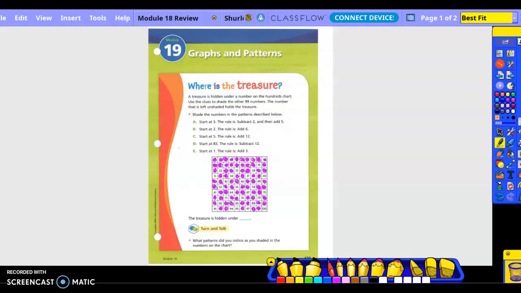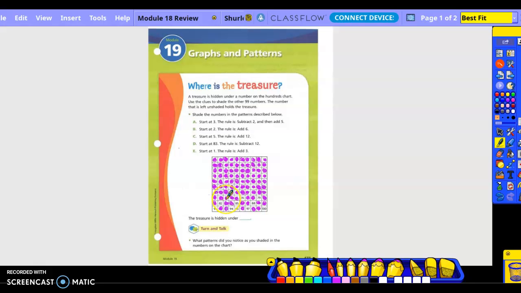13 plus 3 is 16, plus 3 is 19, plus 3 is 22, plus 3 is 25, plus 3 is 28, plus 3 is 31, plus 3 is 34, plus 3 is 37, plus 3 is 40, plus 3 is 43, plus 3 is 46, plus 3 is 49, plus 3 is 52, plus 3 is 55, plus 3 is 58, plus 3 is 61, plus 3 is 64.